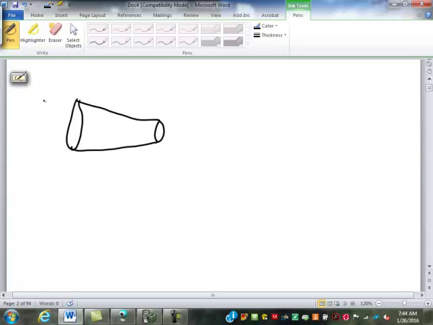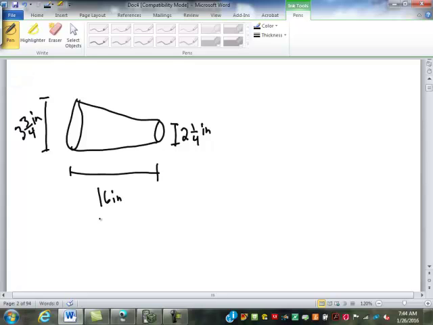Pretend those lines are straight. See if you can remember the formula for a taper. Calculate the taper of that piece.